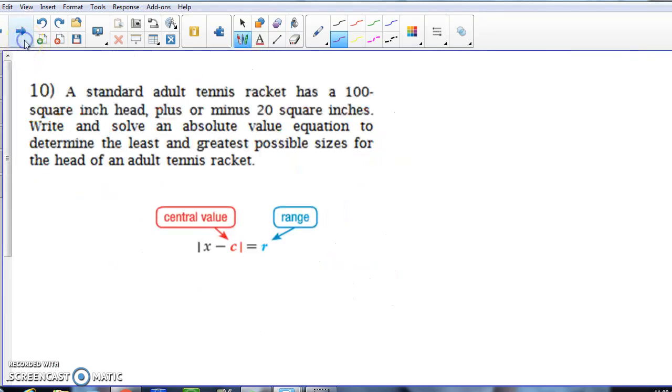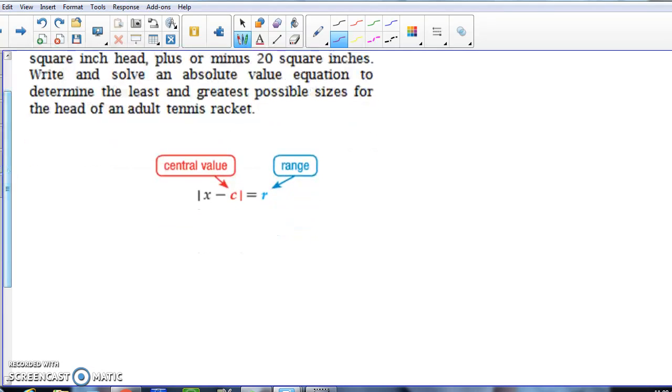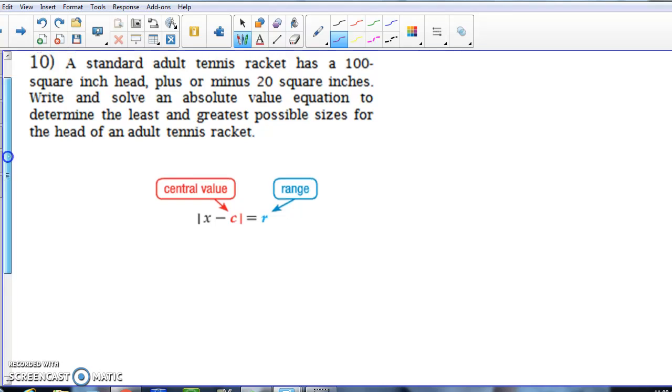All right, if you look at number 10, 10's a word problem, obviously. Just when it talks about central value and range, central value is a term for the norm, or what we're used to seeing. So central value is like saying what's normal, my norm. And range is my variance, meaning how things are going to vary. Like what's the specifications that I'm allowed to vary by.